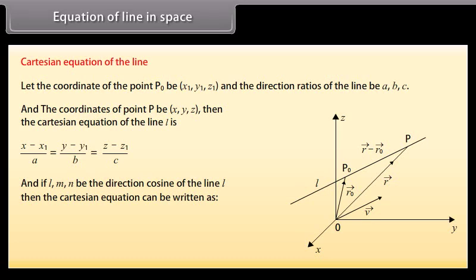And if L, M, N be the direction cosines of the line L, then the Cartesian equation can be written as (x minus x1) by L equals (y minus y1) by M equals (z minus z1) by N.